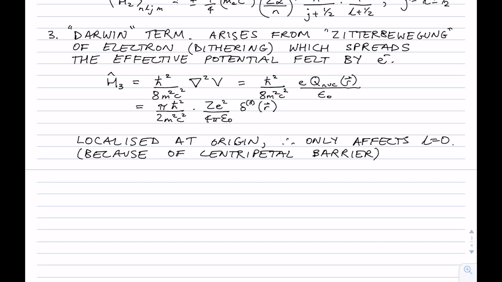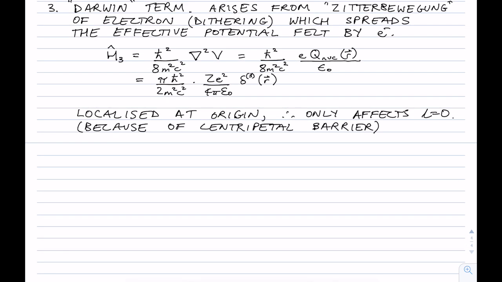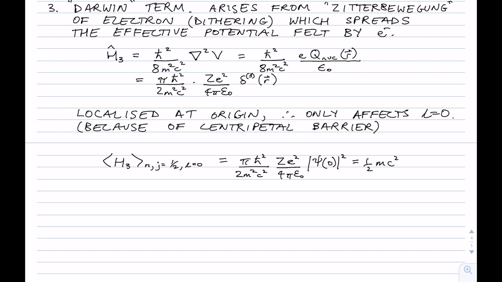All right. And what's the size of that one? Well, H3 and J equals a half, L equals zero, right? So it only applies to that L equals zero one. It's equal to pi h bar squared over 2m squared c squared Z e squared over 4 pi epsilon naught times the wave function at the origin squared. And that is equal to a half mc squared. Oh my god, it's happening again. Good lord.